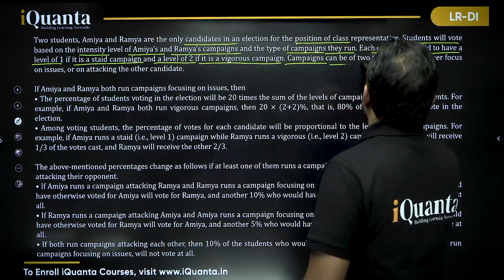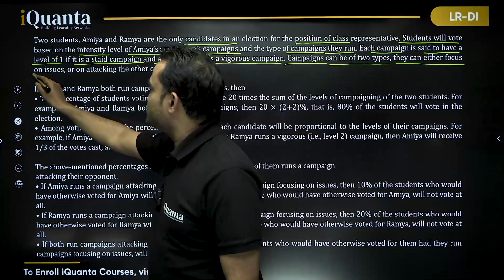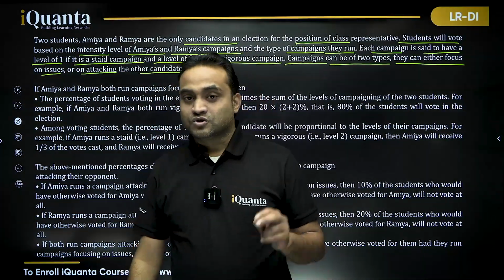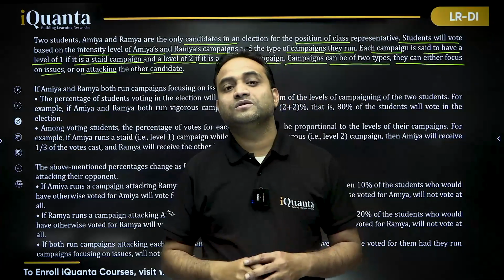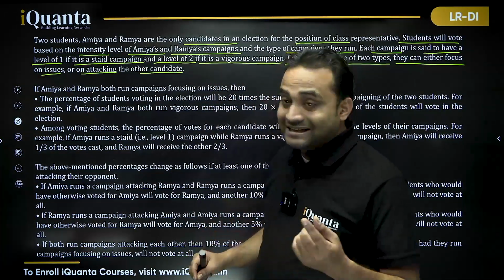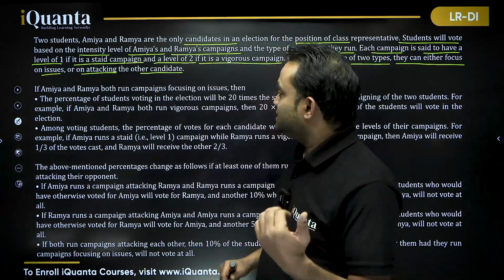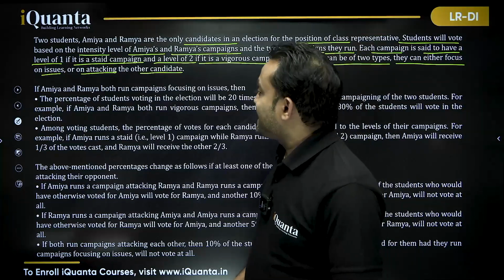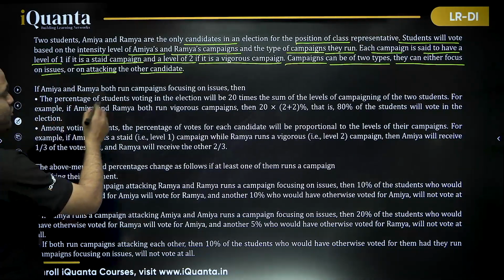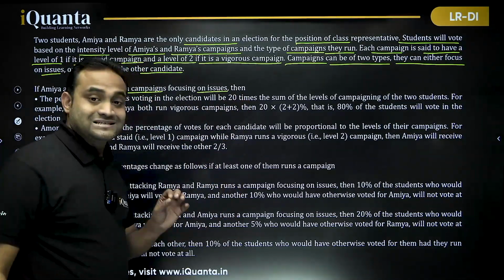Campaigns can be of two types. They can either focus on issues or on attacking the other candidate. So there are two different levels of intensity and two different types of campaign, issues and attacking. Next, Amia and Ramya both run campaigns focusing on issues. So conditions have been given.